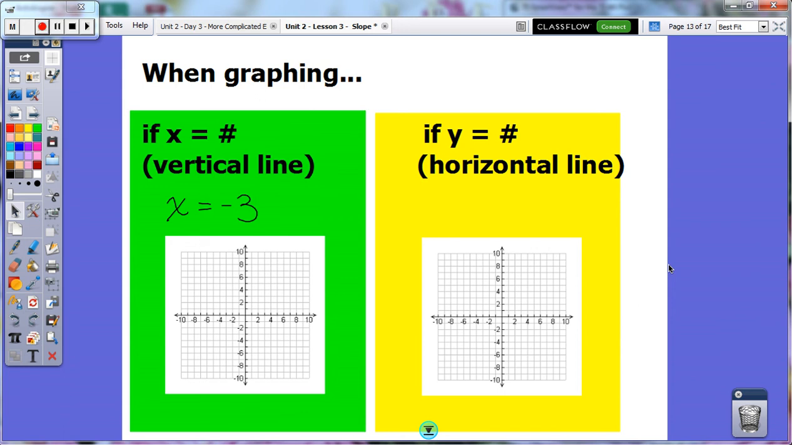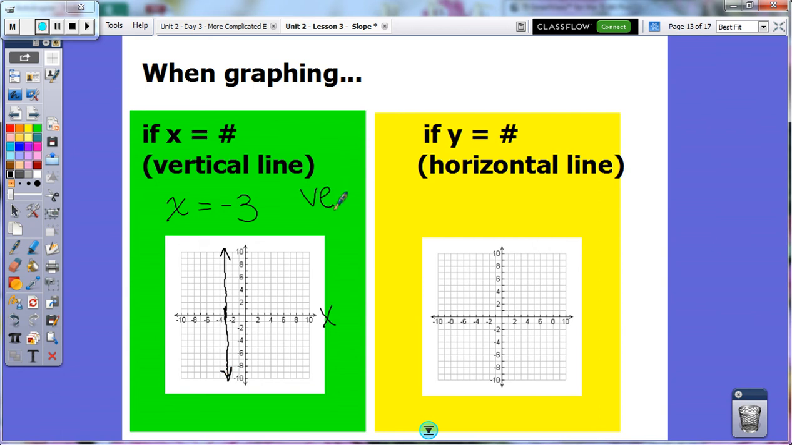Now, if x is 3, you're going to go on your x-axis and go to 3. Okay, so right here is where x is 3. Guys, x is 3 all the way up and all the way down. That's why it's a vertical line. So anytime it's x is equal to a number, it's going to be straight up and down.